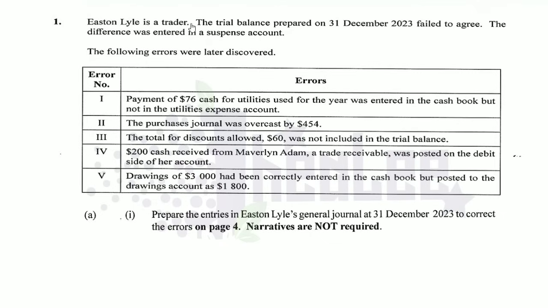Easton Lai is a trader. The trial balance prepared on December 31st, 2023 failed to agree. The difference was entered in a suspense account. Remember, once there are errors that affect your trial balance, meaning it hinders it from balancing, you are to enter that difference in the temporary account called suspense account. And this account is used to aid you in correcting the errors.